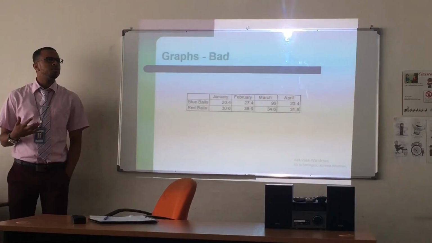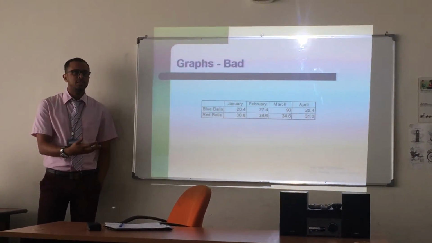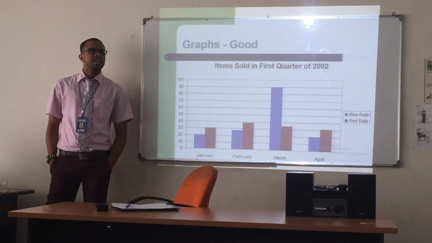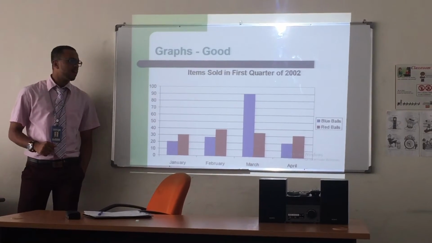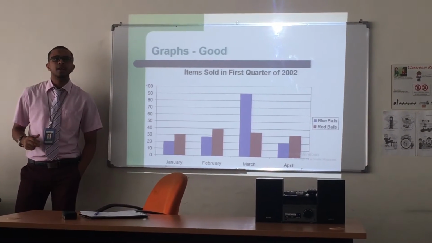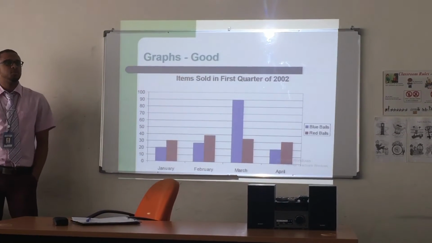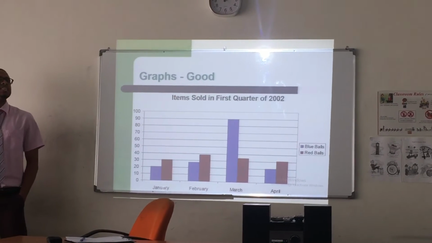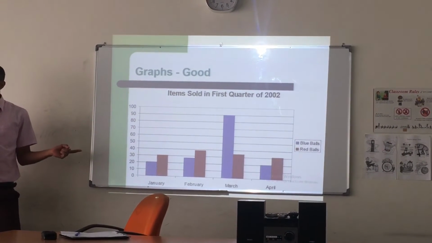Wow, it took you 5 to 10 seconds to know the answer. If I tell you now, which month is the highest? March. 2 seconds. Which months are the same? January and April. 4 seconds. What is the difference between the first and the second? February and March. Which one was easier? This one, the chart graph. This one was easier to read, right?